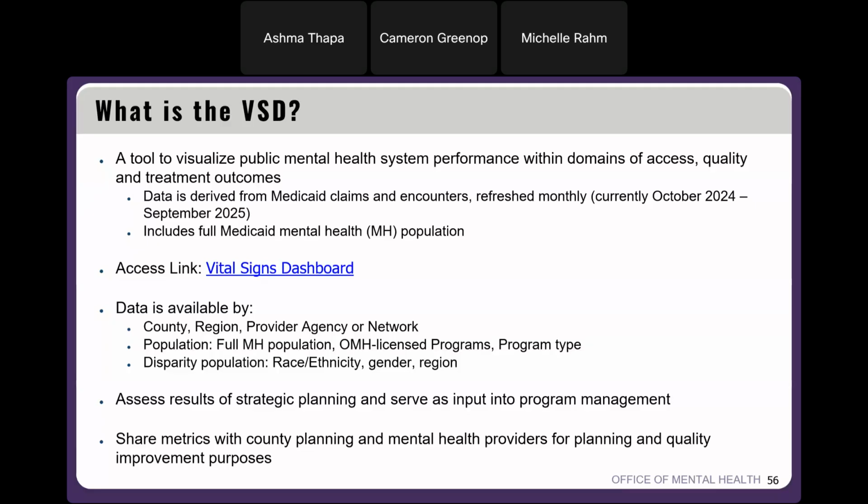Now, we have the data in VSD available by county, region, provider, agency, or network. You can also filter by population, so you could look at the full mental health population or OMH licensed programs or by program type. And then we have the disparity population, which includes race, ethnicity, gender, or region.